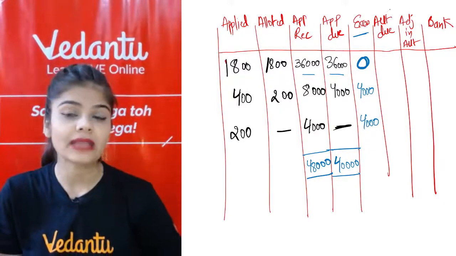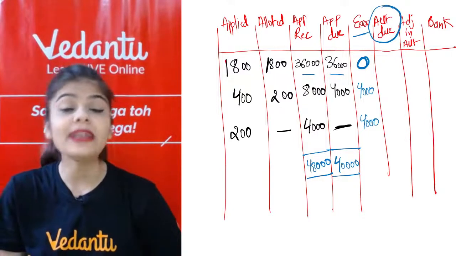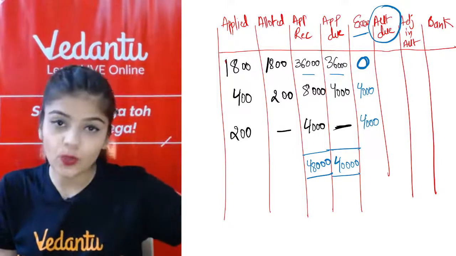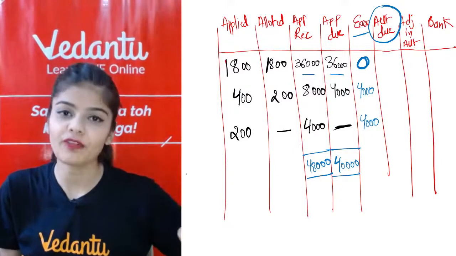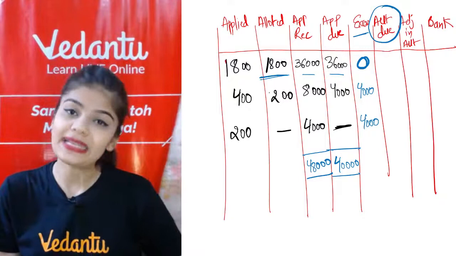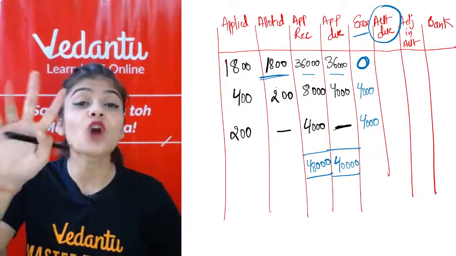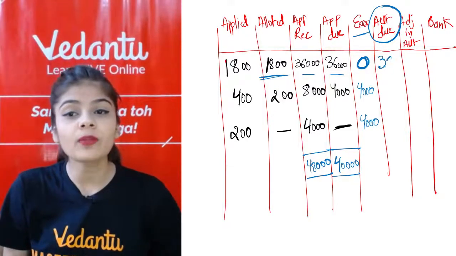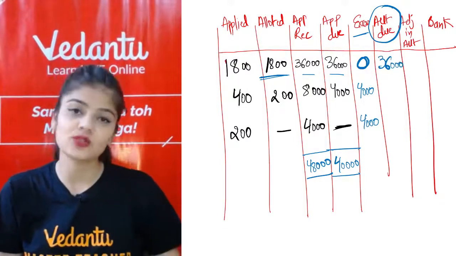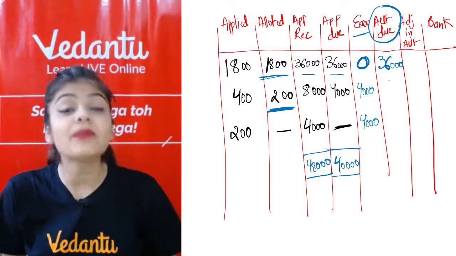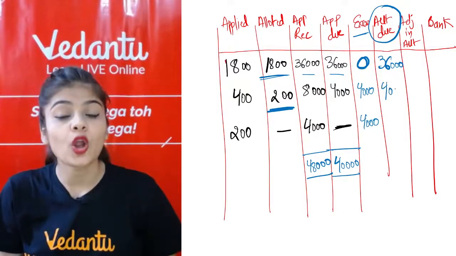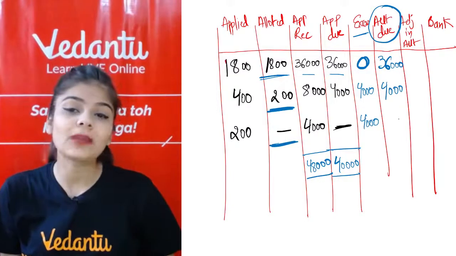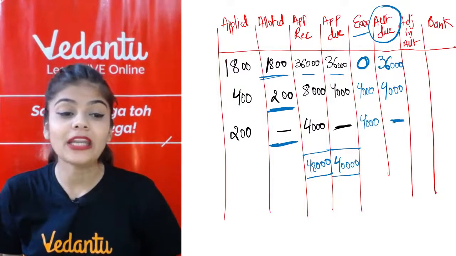Now we will check how much allotment money is due. Allotment will also be due on the allotted number of debentures. So allotted are 1800. Allotment is of 2 rupees. So 1800 multiplied by 2, allotment due is 36,000. Then 200 multiplied by 20, allotment due is 4,000. Then nil, 0 multiplied by 20, allotment due is 0.